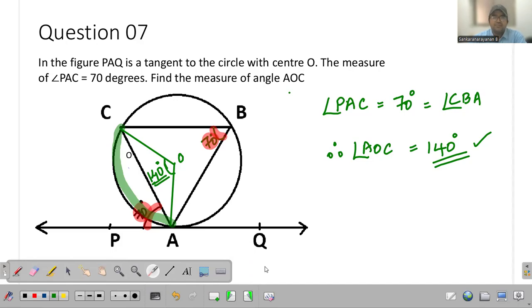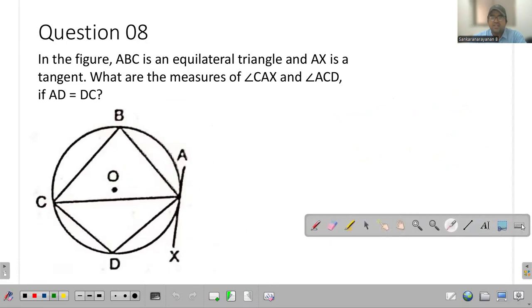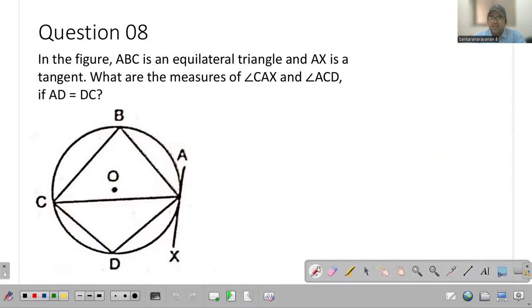Here we go. This is the final question that we are considering in this lot. In the figure, ABC is an equilateral triangle. So, where is ABC? A is here, B is here, C is here. Okay, I can see that ABC is an equilateral triangle, and AX is a tangent. So, you are considering AX to be the tangent. What are the measures of angle CAX and angle ACD?